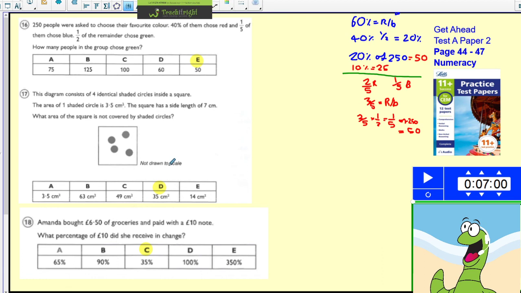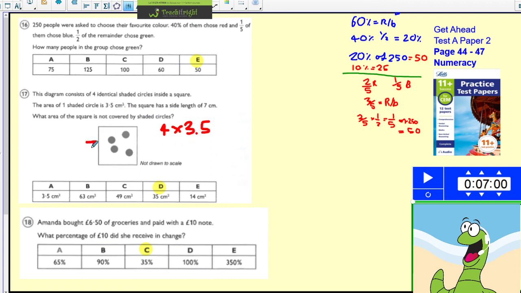Right, 17. The diagram consists of 4 identical shaded circles inside of a square. The area of one of the shaded circles is 3.5 centimeters squared. So there's 4 of them, so at some point we'll probably have to do 4 times 3.5. It's just a guess though, so let's keep reading.